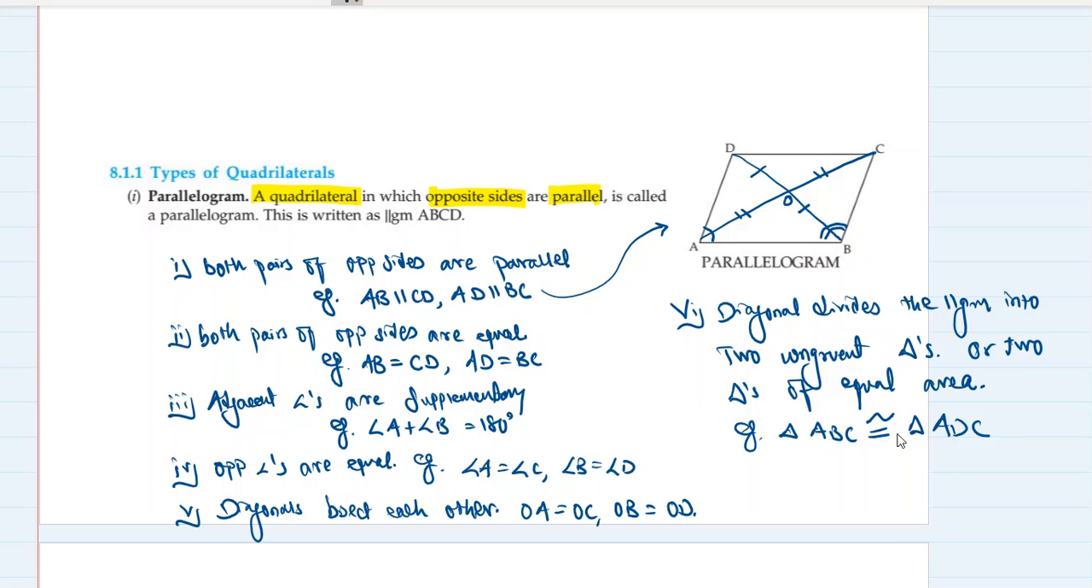So these are the six properties of a parallelogram. I will again repeat all six properties just to emphasize them. Both pairs of opposite sides are parallel. Both pairs of opposite sides are equal. Adjacent angles are supplementary. Opposite angles are equal. Diagonals bisect each other, and a diagonal divides the parallelogram into two congruent triangles or two triangles of equal area. So these are the properties of a parallelogram.